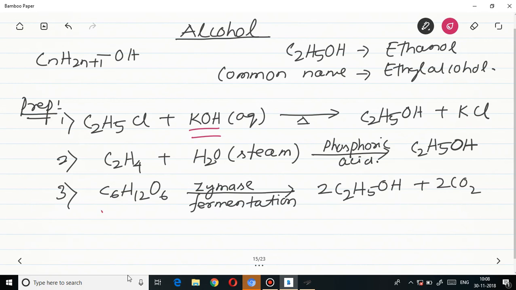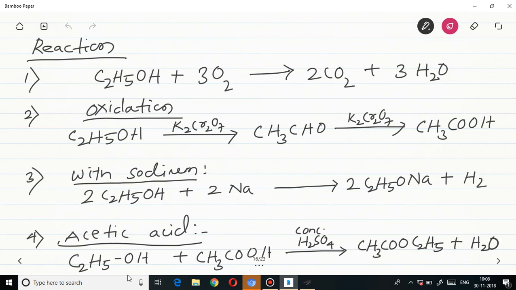Now if I take glucose, in presence of zymase, under fermentation it will form C2H5OH and carbon dioxide will be released. This is an anaerobic respiration. You have done it in biology also. We'll go to reactions. Alcohol, like any other compound, will react with oxygen under combustion and form carbon dioxide and water.